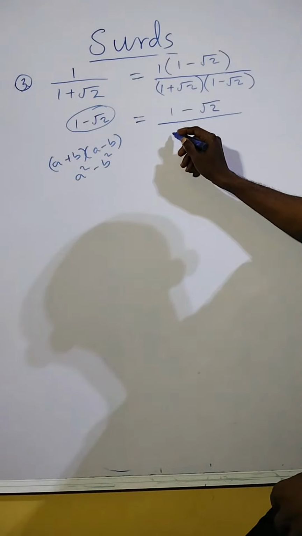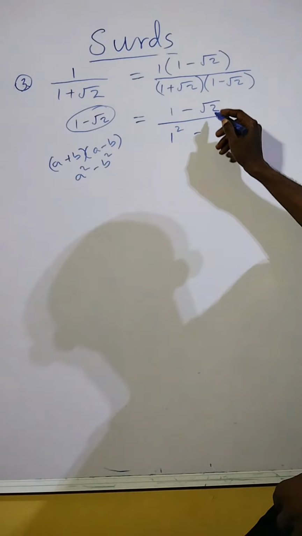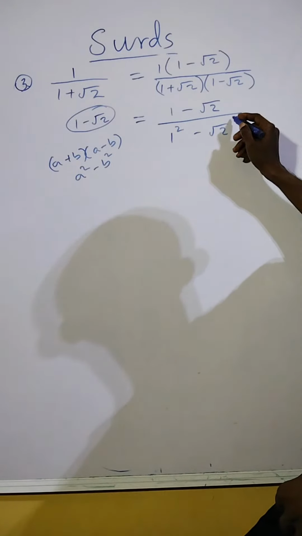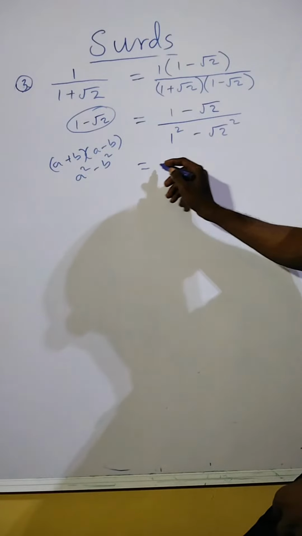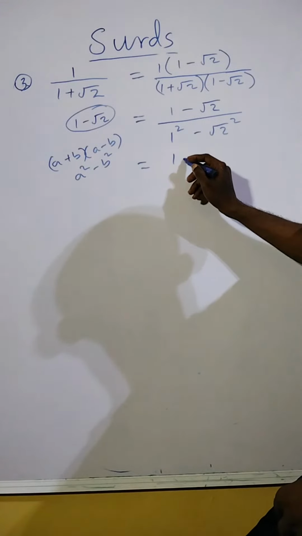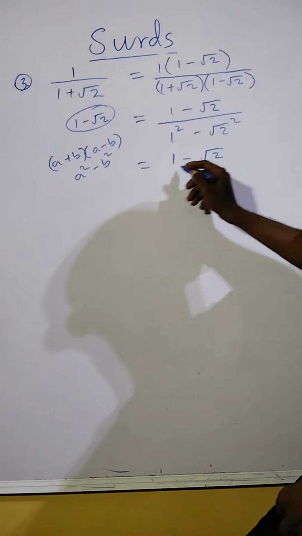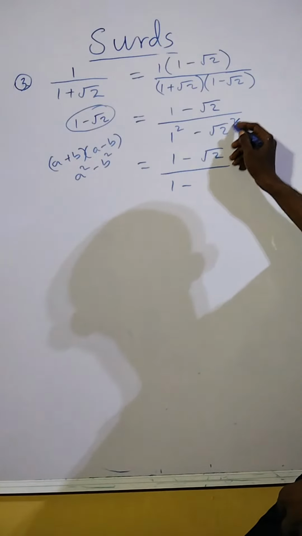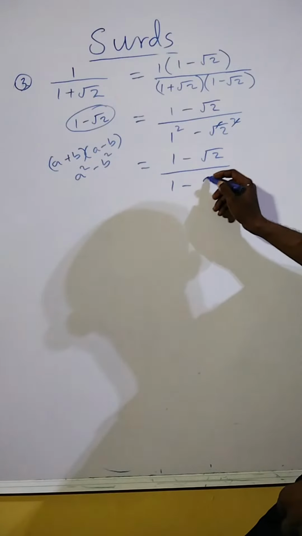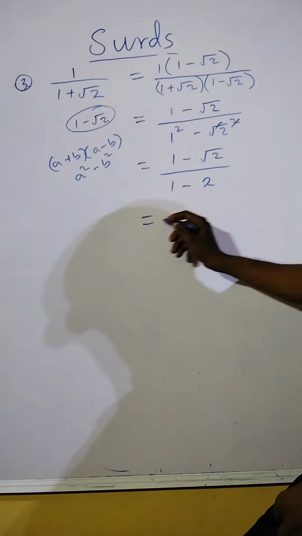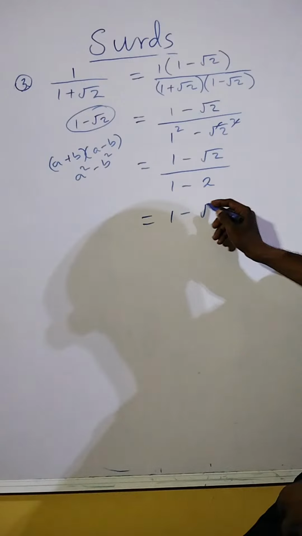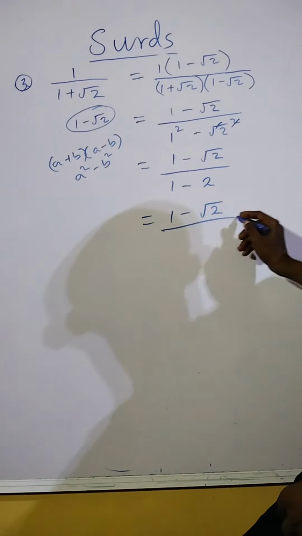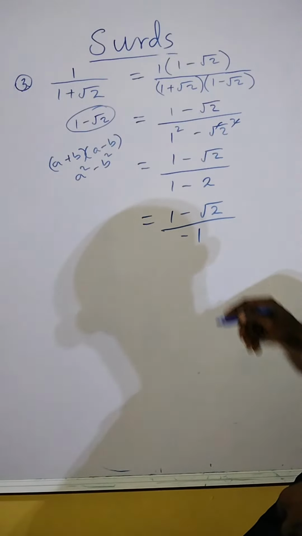And here, a is 1. We have 1 square minus root 2 square. And up here we see 1 minus root 2. Then over here we have 1 square is 1, minus root 2 square. Square cancels square root, we have 2 left. So here we have 1 minus root 2 divided by 1 minus 2, which is minus 1.